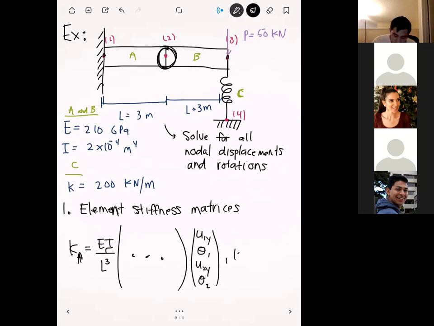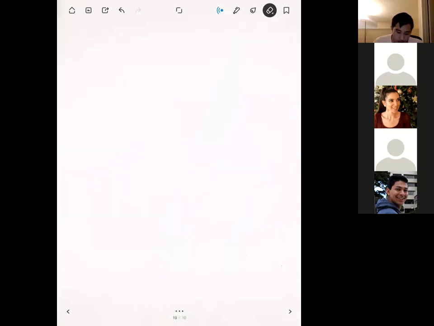Similarly, Kb is going to be the same thing, but Kb is going to be acting on nodes 2 and 3, and so this can be u2y. Actually, I'll write Kb on the next page just so we have more space. Before I do that, are there any questions on this? Okay, all right, so let's do Kb.